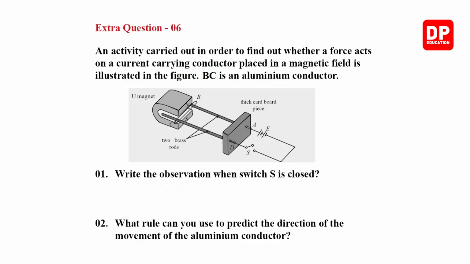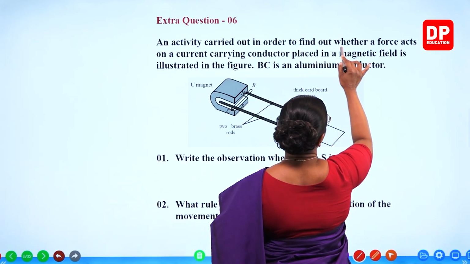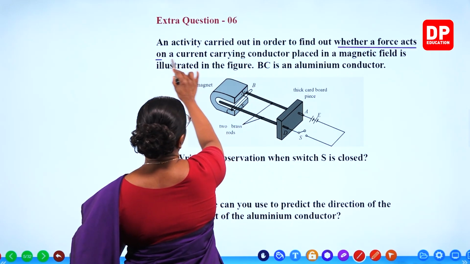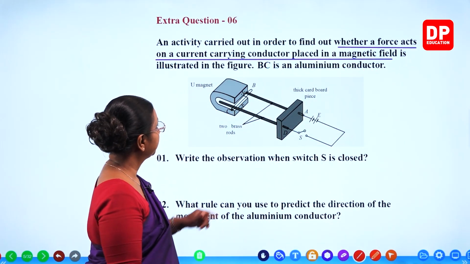Extra question 6. So, here also you can see it is an activity based question. We'll read the introduction first. An activity carried out in order to find out whether a force acts on a current carrying conductor placed in a magnetic field is illustrated in the figure. So, they are trying to find out whether a force acts on a current carrying conductor placed in a magnetic field.